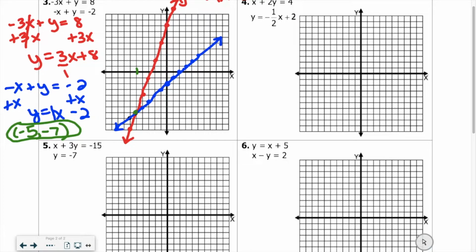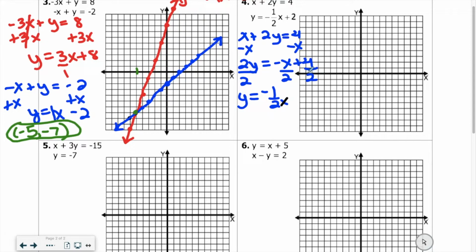And then for number 4, we have x plus 2y equals 4. So we're going to subtract x on both sides. And then you have to divide by 2. So this turns into y equals, and negative x over 2 is the same thing as negative 1/2 x. And 4 over 2 is just 2. So now we can graph that. So we begin with b, so start at 2. And we're going to go down 1 because it's negative, and over 2. Down 1 over 2, down 1 over 2, and so on.